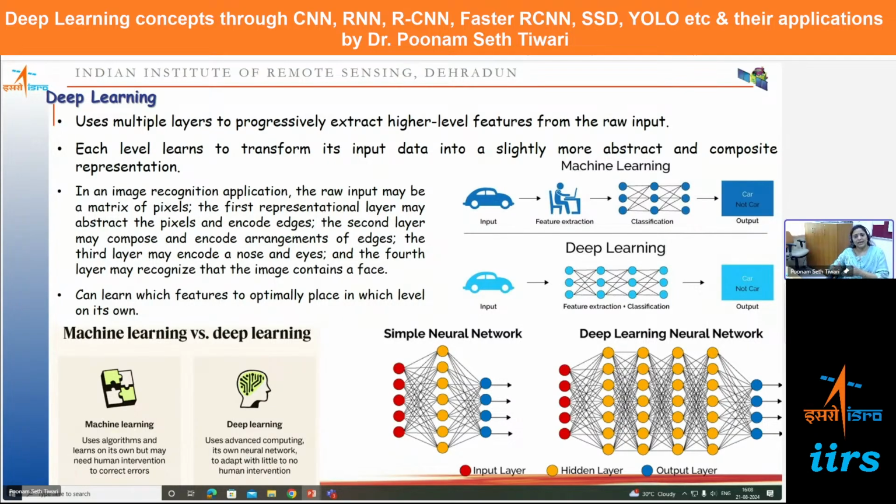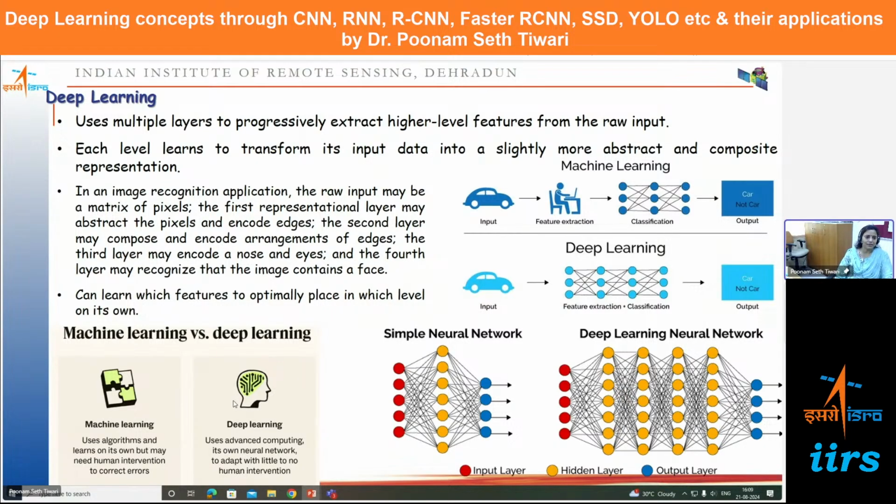In between we can have single or multiple hidden layers or intermediate layers. How they do the processing, how the things get channeled here, we will be talking about. Deep learning can learn on its own which features to optimally place in which level. So this is what deep learning is.